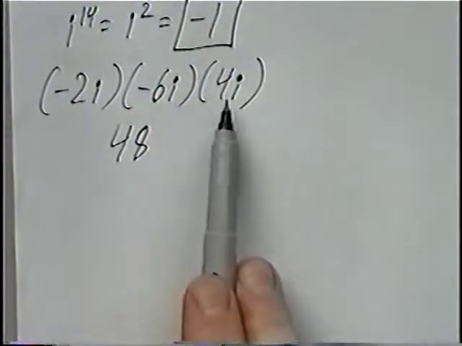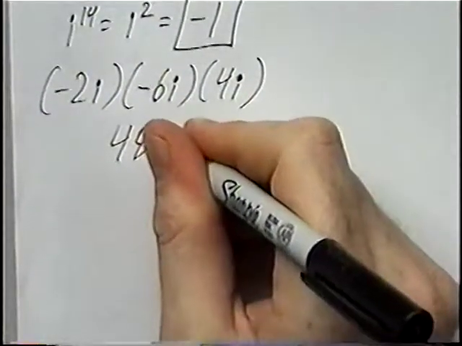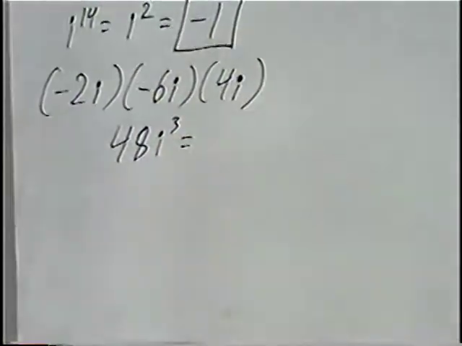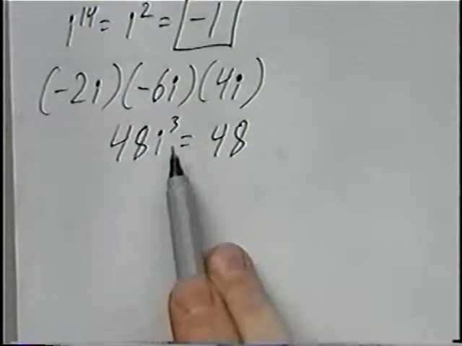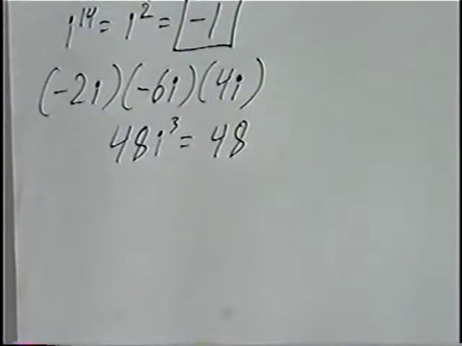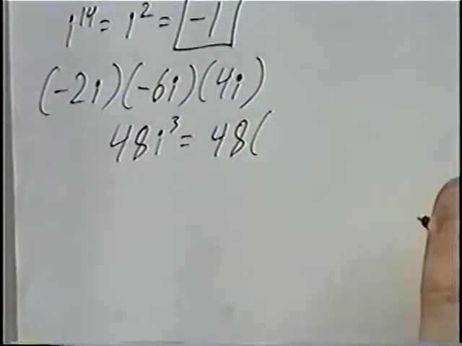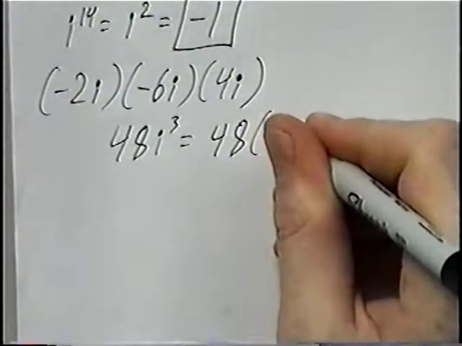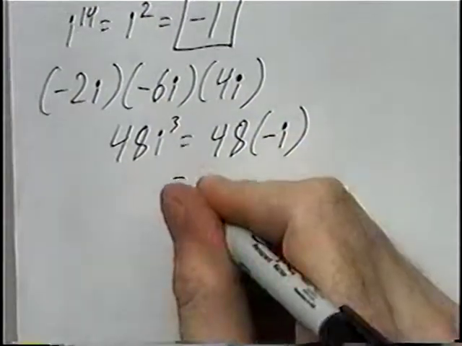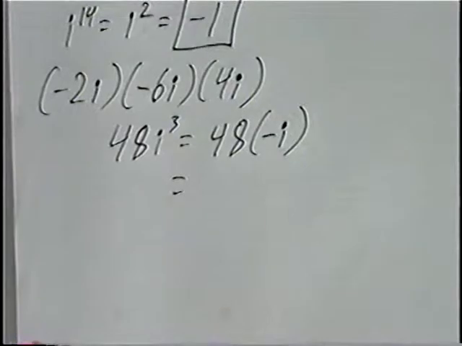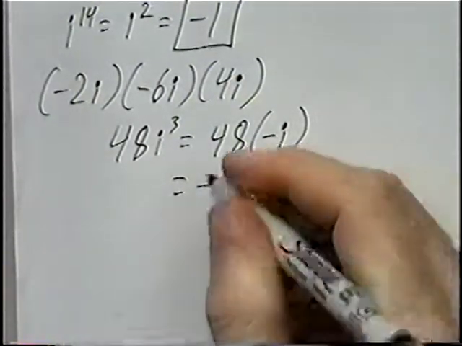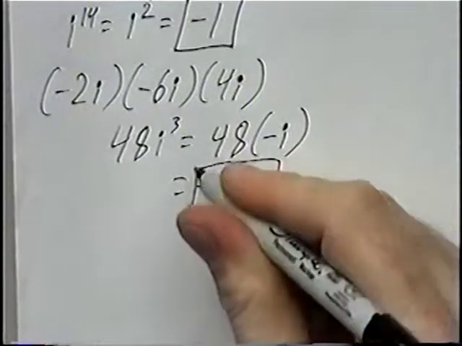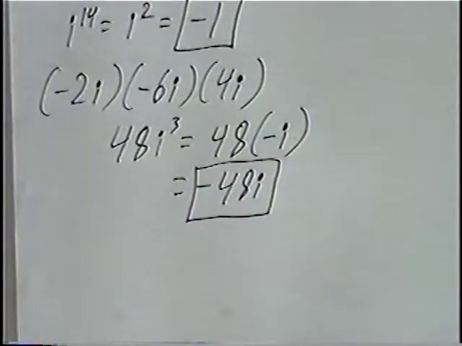And we have i times i times i, which would be i to the third power. Simplifying, 48 would stay the same. i to the third power, looking back at the table that we just wrote, is equal to negative i. And if we multiply 48 times negative i, that would be negative 48i. So simplifying the expression, the answer would be negative 48i.